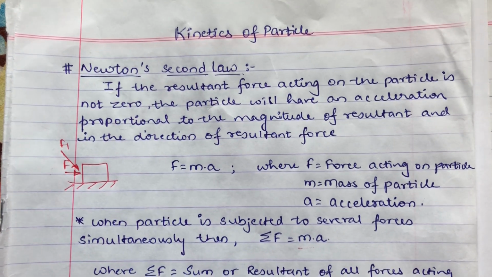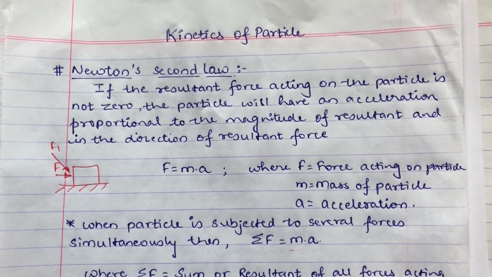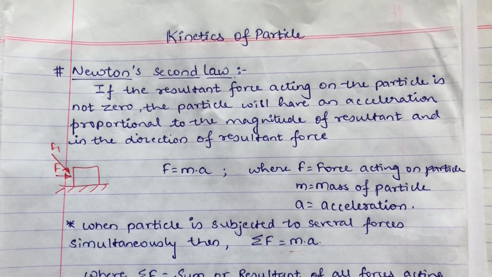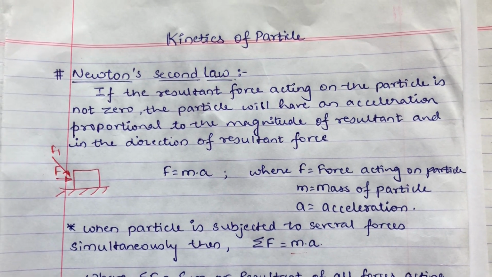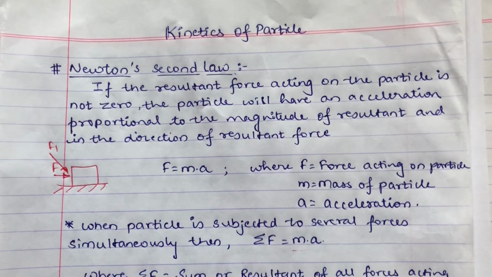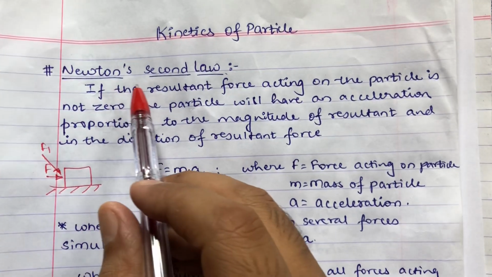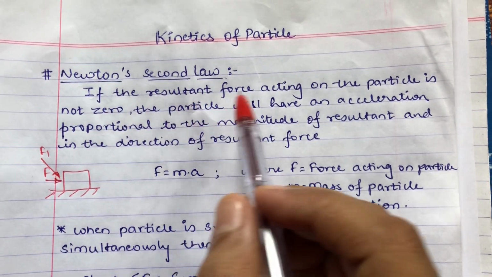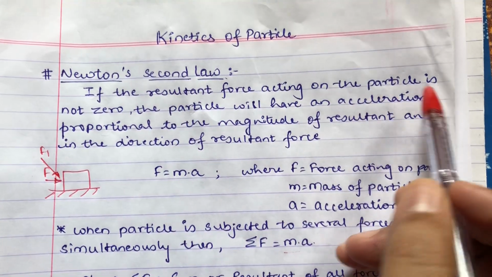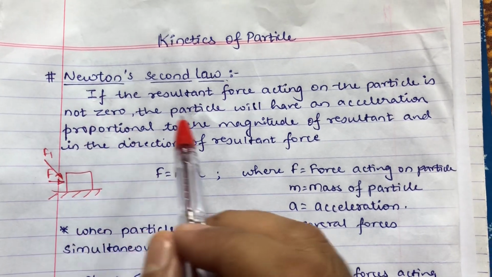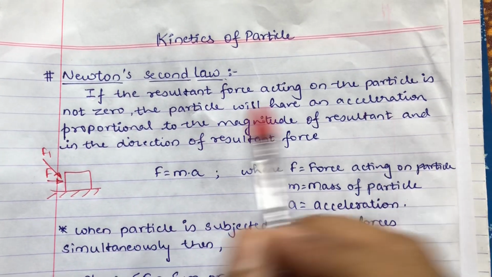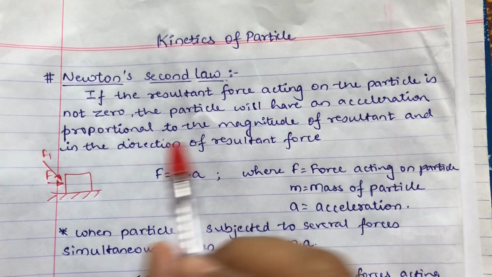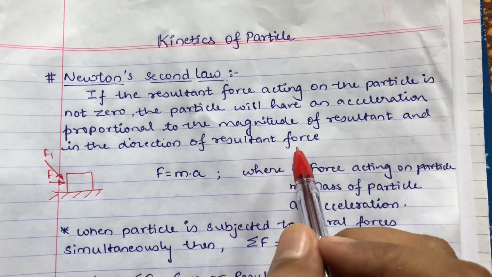Hello students, today we'll be seeing a new topic which is kinetics of particle, under which we'll be taking D'Alembert principle. Now before starting with D'Alembert principle, we'll see first Newton's second law. So Newton's second law states that if the resultant force acting on the particle is not zero, the particle will have an acceleration proportional to the magnitude of resultant and in the direction of resultant force.